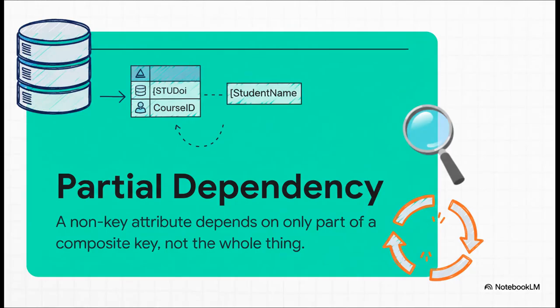The official term for this is a partial dependency, and it's pretty self-explanatory. An attribute is only partially dependent on the full key. So let's say your key is student ID, course ID. Does the student's name depend on both of those things?